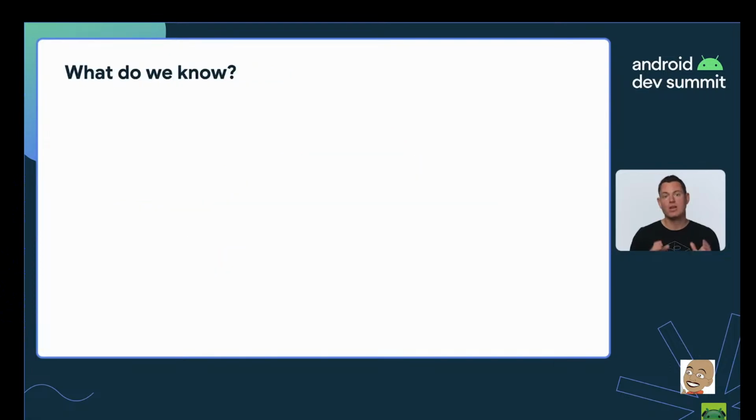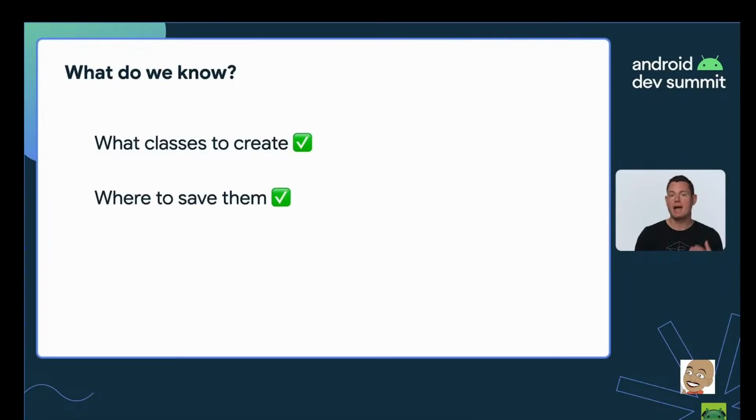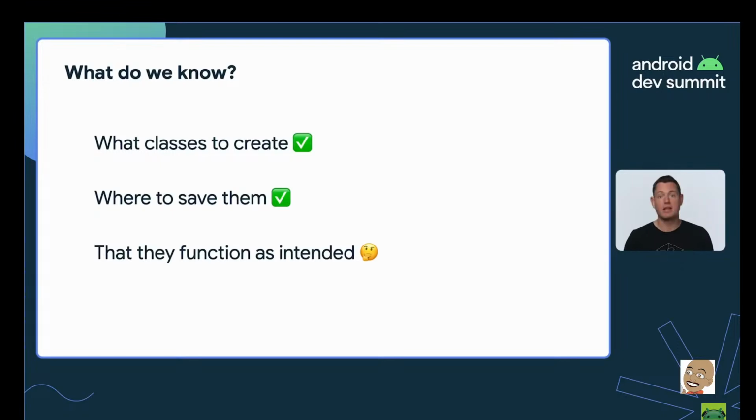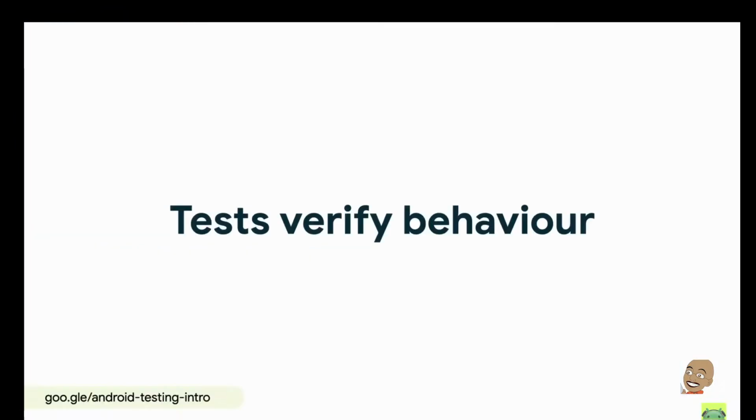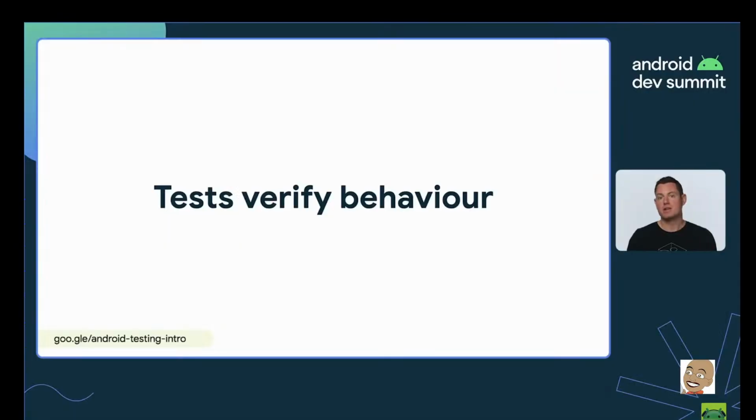So at this point we know what classes to create and which modules to save them in. What we don't know for sure is whether our code functions as intended. Tests can do this by verifying the behavior of individual classes and our app as a whole. They allow us to add new features or refactor our codebase with the confidence that if we break something, we'll know about it before our product is shipped to users. In fact, if you have a clear idea of the classes you need to create, it's even better to write the tests first, but it's up to you to decide when to write tests, just as long as you actually write them. There's a lot of theory behind testing, which you can check out using the link below.